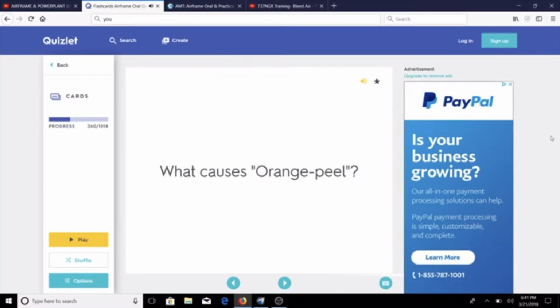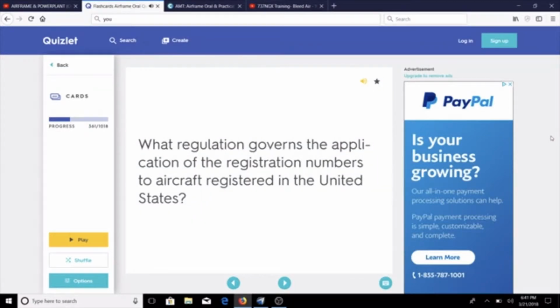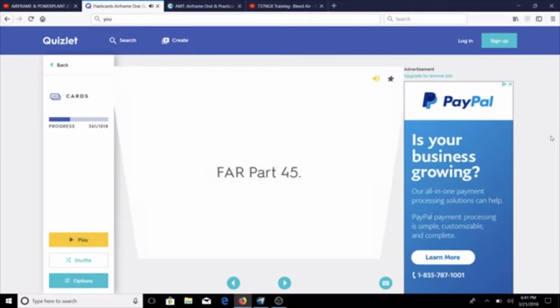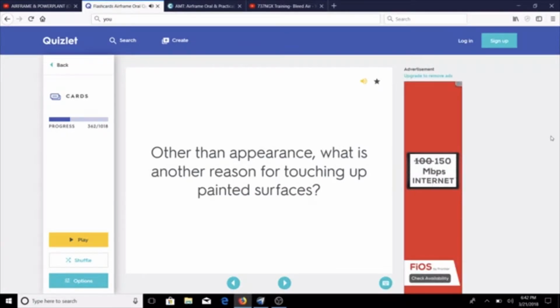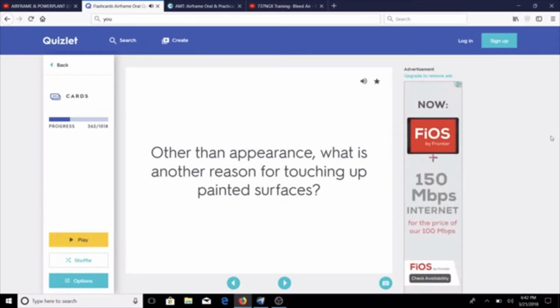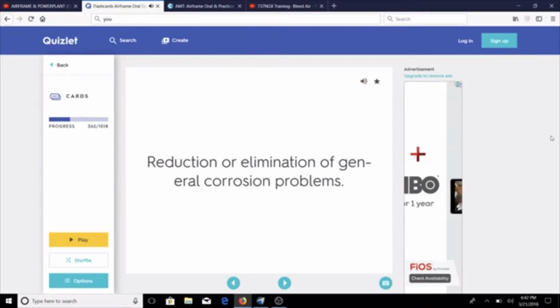What causes orange peel? Spray pressure too high, use of a thinner that dries too fast, cold temperatures, or a damp draft over the surface. What regulation governs the application of the registration numbers to aircraft registered in the United States? FAR Part 45. Other than appearance, what is another reason for touching up painted surfaces? Reduction or elimination of general corrosion problems.